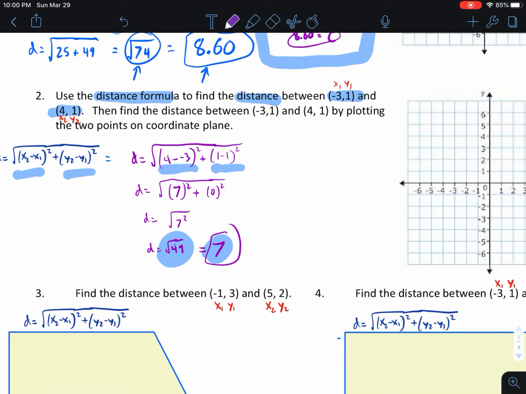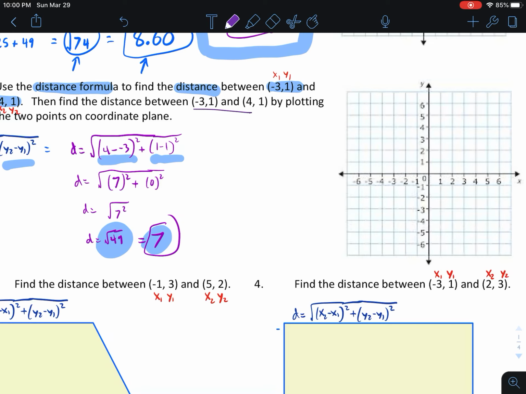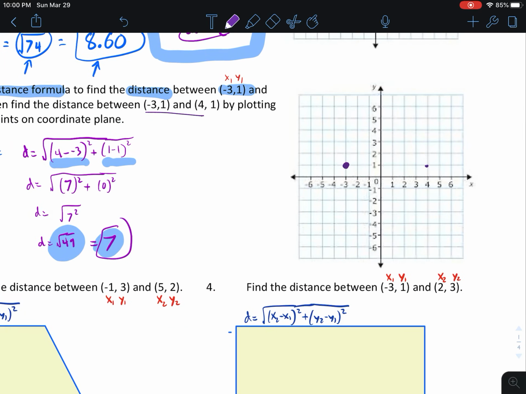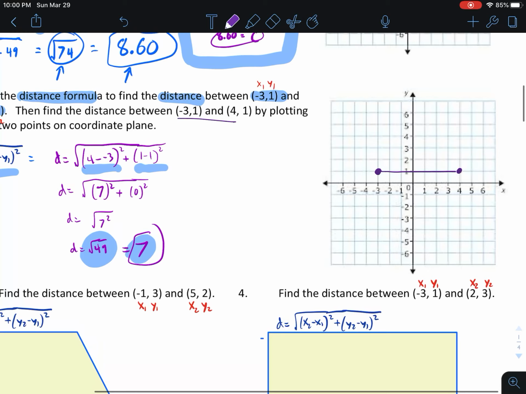But this one also wants you to find the distance between these same points by looking at them on the plane. All right, let me graph them. -3, 1 is right here. 4, 1 is right here. Oh, look at those. Let's connect them. That's not even a diagonal line. I can just count the boxes.